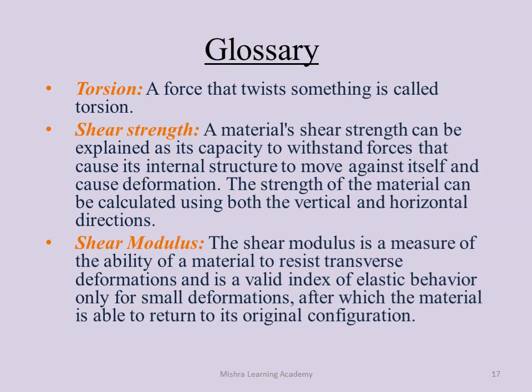What is torsion? A force that twists something is called torsion. What is shear strength? A metal's shear strength can be explained as its capacity to withstand forces that cause its internal structure to move against itself and cause deformation. The strength of the material can be calculated using both the vertical and horizontal directions.